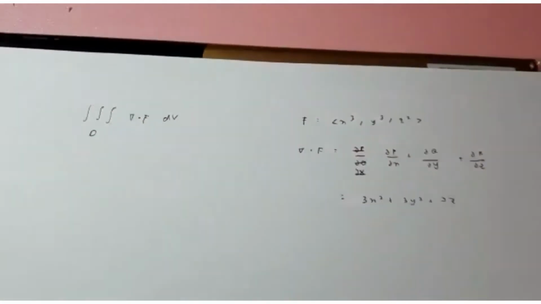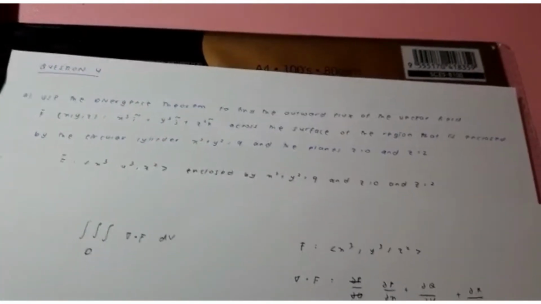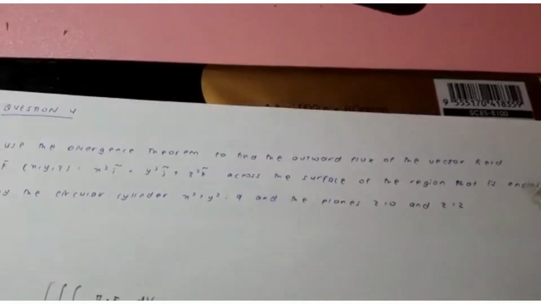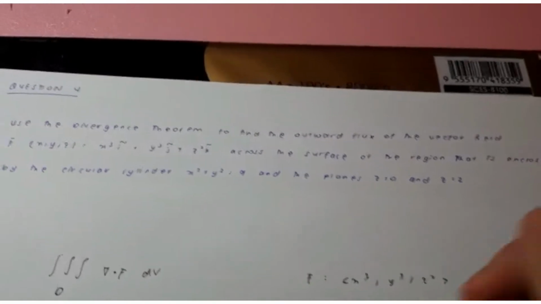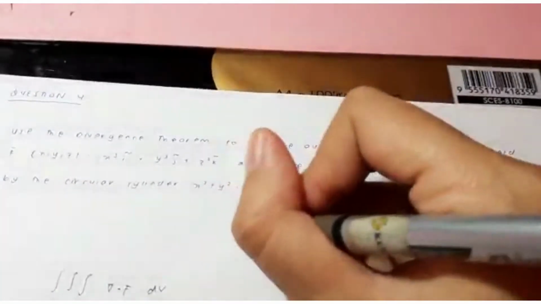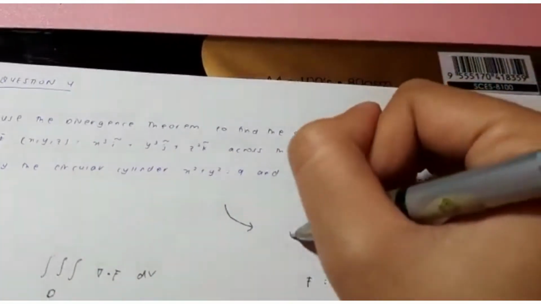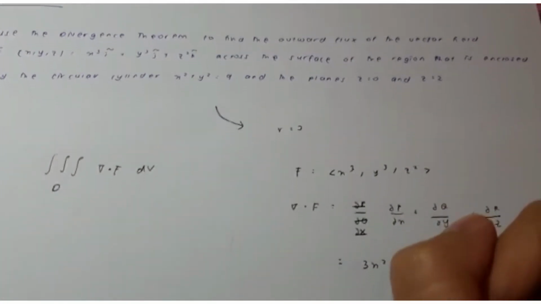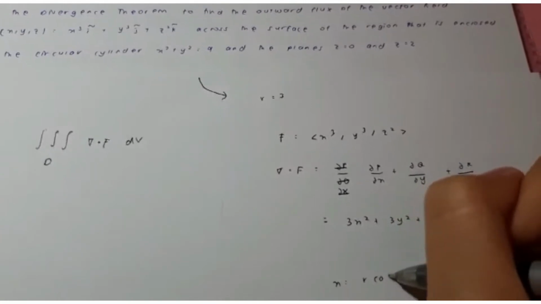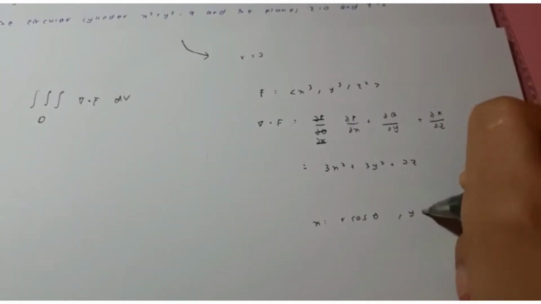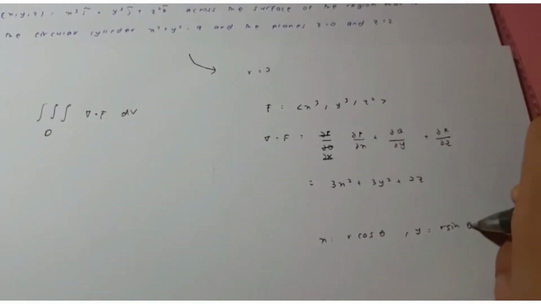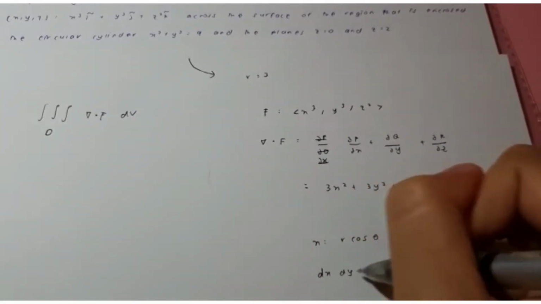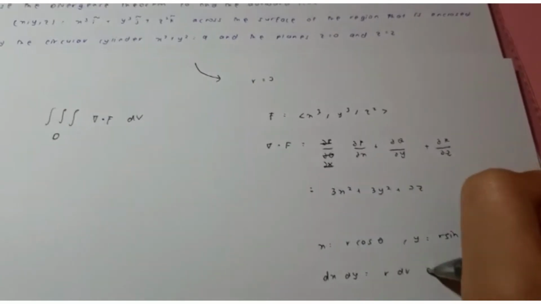So from the equation we know that x square plus y square equals to 9. So from here we will get r equals to 3. By using polar coordinate, x is equals to r cos theta, y is equals to r sin theta. By using Jacobian, we will get dx dy equals to r dr d theta.